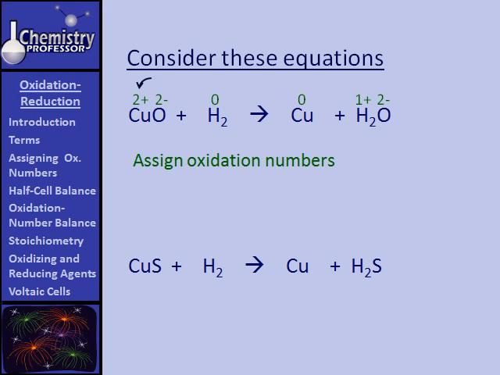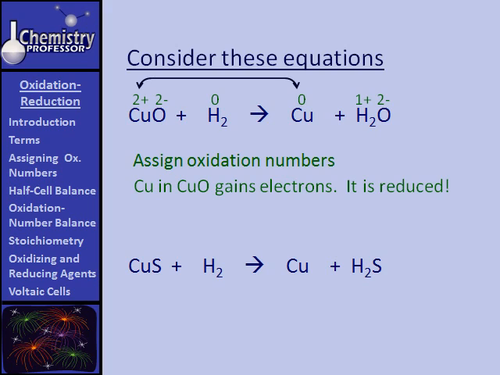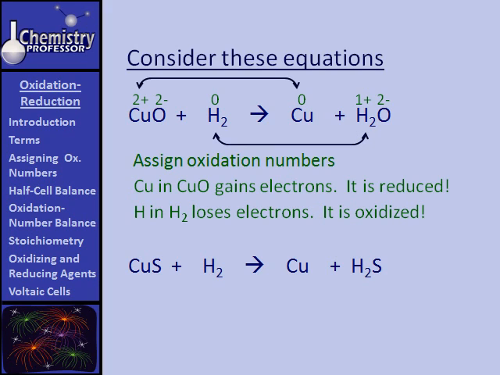Now, see what happens here. Copper goes from a +2 to a 0. So the copper gained electrons. Got that? The copper gained electrons. It is reduced. Remember, that was from our previous life. It lost oxygen. But don't look at it that way now. It gains electrons, so it is reduced. And I'll give you an easy way to think about it in just a few minutes. Hydrogen goes from a 0 to a +1. So the hydrogen lost electrons. It is oxidized.